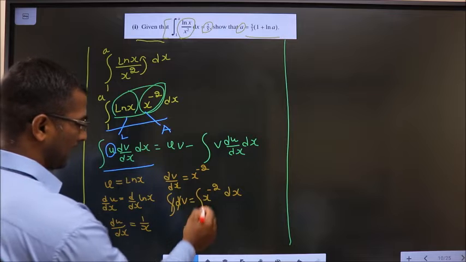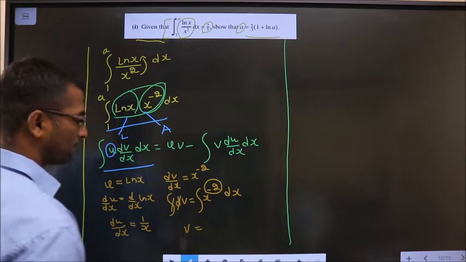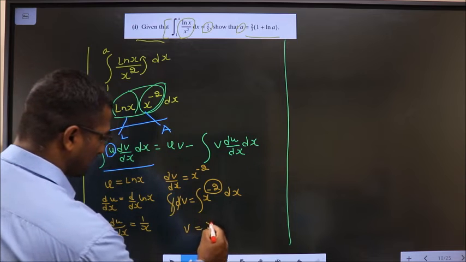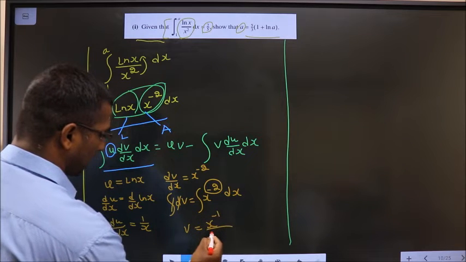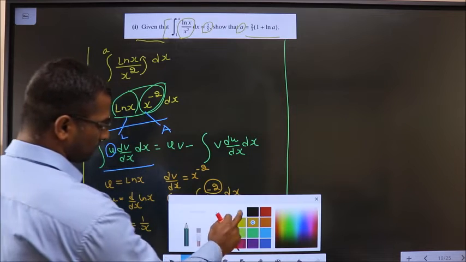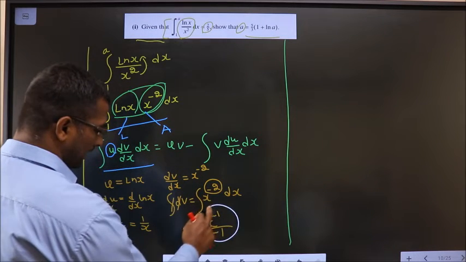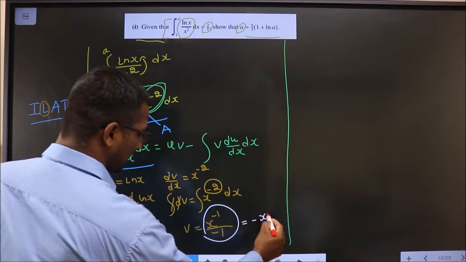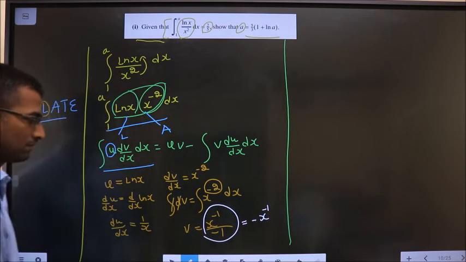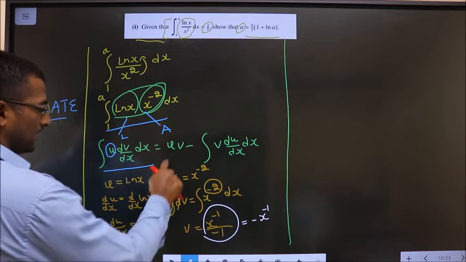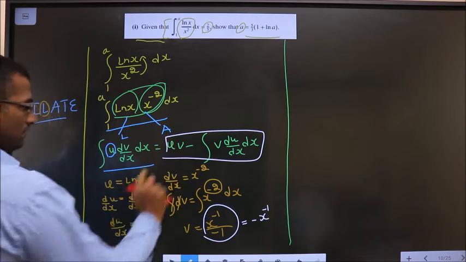Integration of x power n is x power n plus 1 by n plus 1. So this will be minus 2 plus 1, which is minus 1, by minus 2 plus 1, which is minus 1. To simplify this, I take minus to the top. So it is minus x power minus 1. Now, replace them in this.